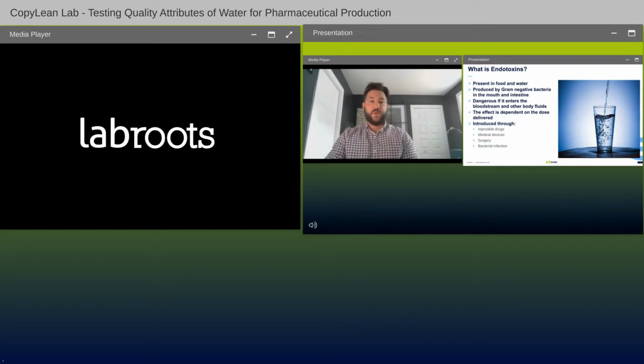Endotoxin is present in food and water and pretty much everywhere else. So it's extremely dangerous if it's entered via the bloodstream or intrathecally, which is the spinal canal route. Endotoxin can be introduced a few different ways, which include injectable drugs such as vaccines, medical devices, surgery, or bacterial infection.